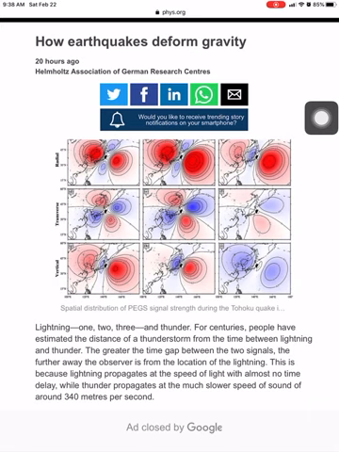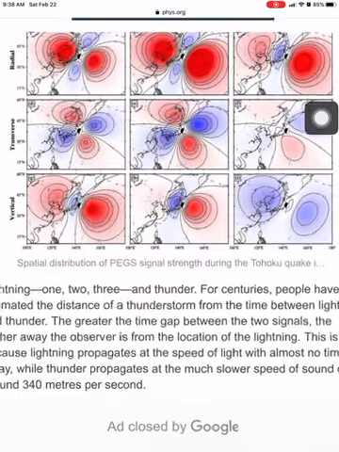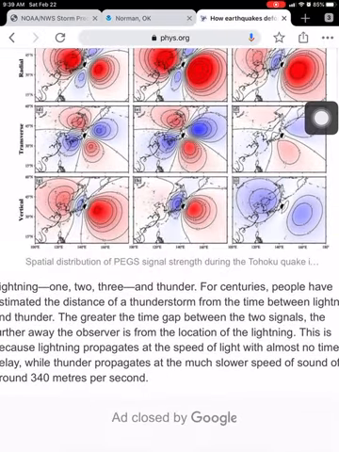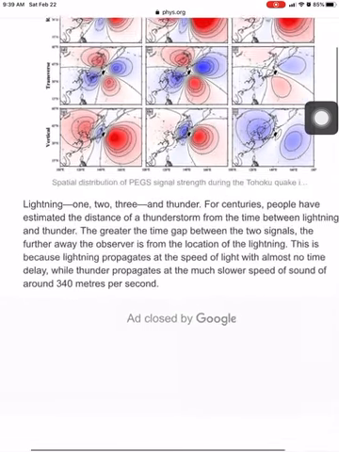This is from Helmholtz Association of German Research Centers, and this is basically an image of the spatial distribution of PEG signal strength during the Tohoku quake. So that's just an example. Lightning 1, 2, 3, and thunder.